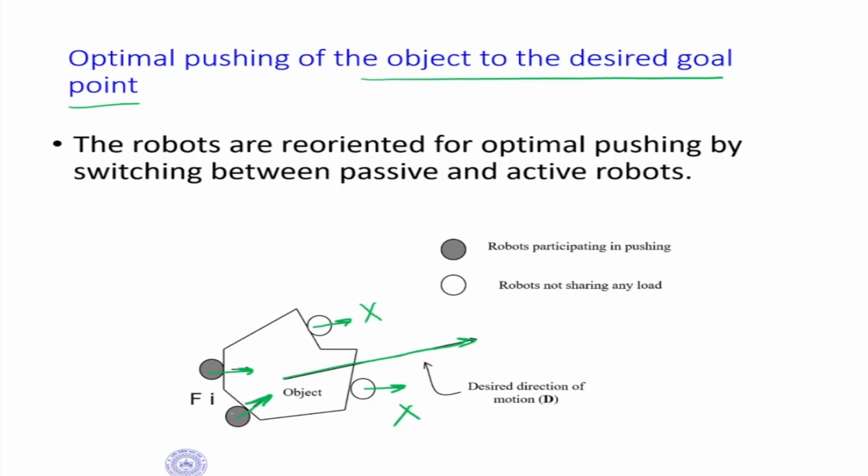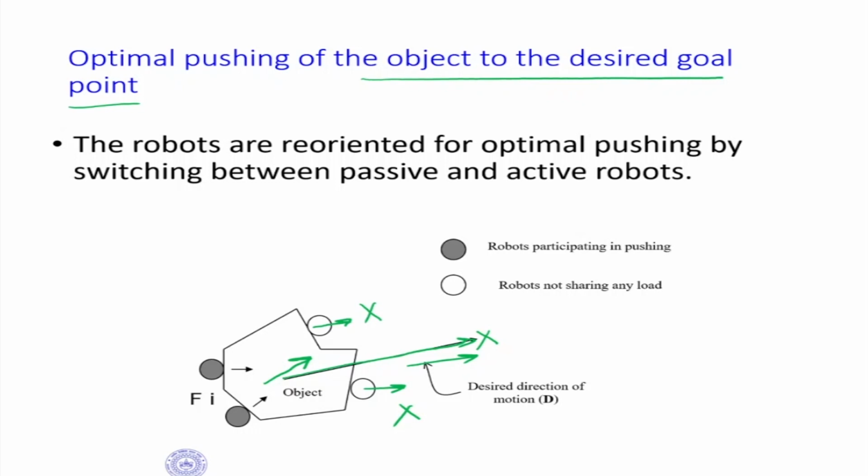Now if you say this is applying force F1, this is also applying force F1, then there will be a resultant force in some direction and the object will move towards the resultant. Now the resultant need not be in this direction. So basically what we have to do is alternately push such that the resultant motion is in that direction. I hope you follow what I'm saying.